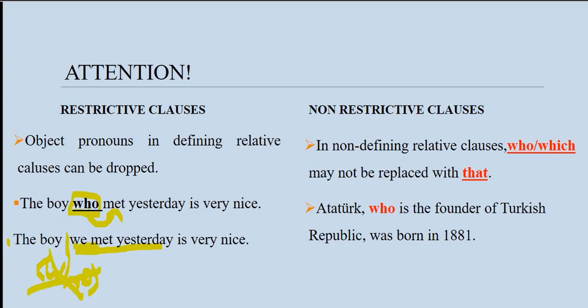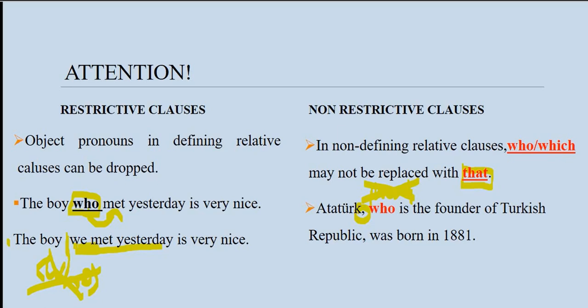In non-restrictive clauses, who and which may not be replaced with that. It means that you will never use that in non-defining relative clauses, because after a comma, keep it in your mind like this: after a comma, you will never use that. It gives you a good clue while solving tests as well. So after a comma, if you see that, delete this that. You cannot use it like that.